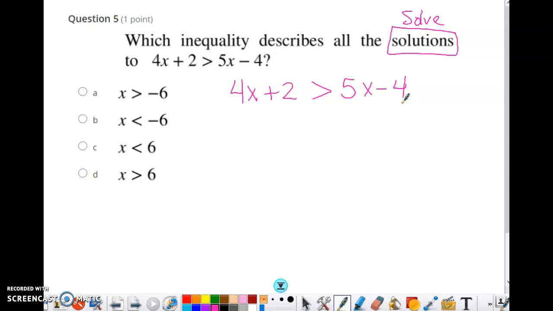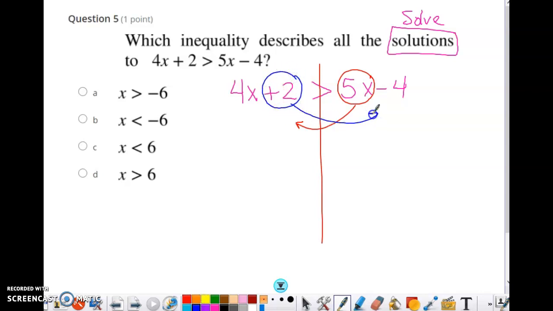So again, we're going to do the same thing where we draw our line because that's kind of like our equal sign. We don't need to distribute because there is no parentheses, but we do need to move the x's to one side and the numbers without x's to the other side. Okay, and when you do that, you change the sign.